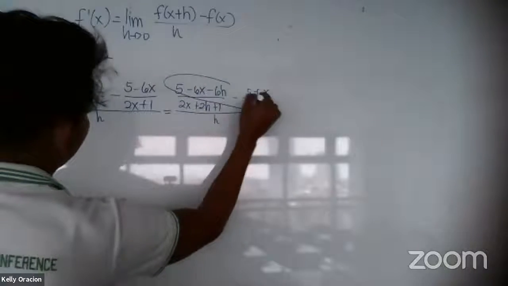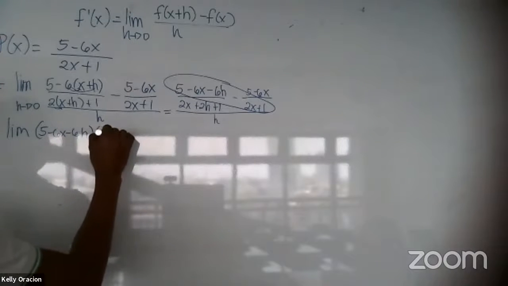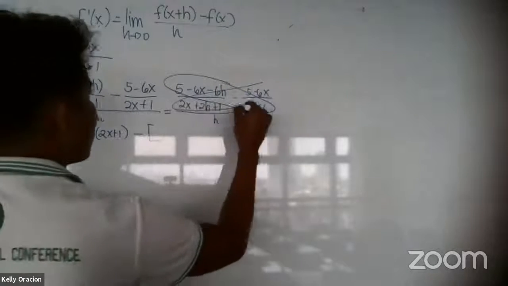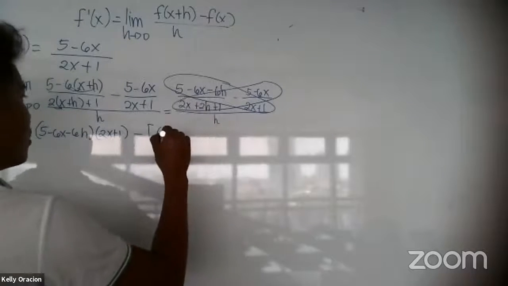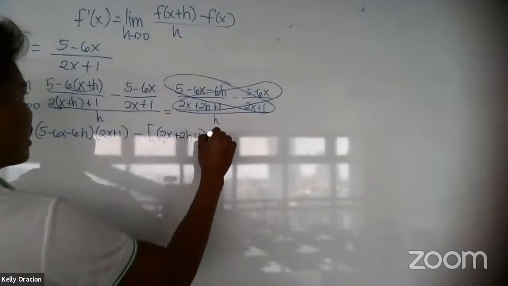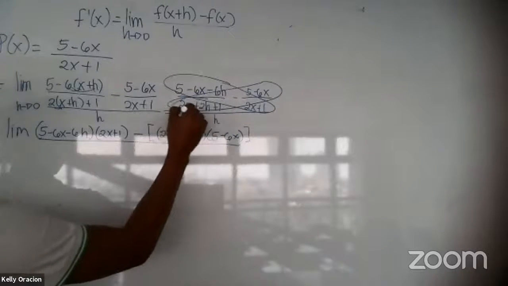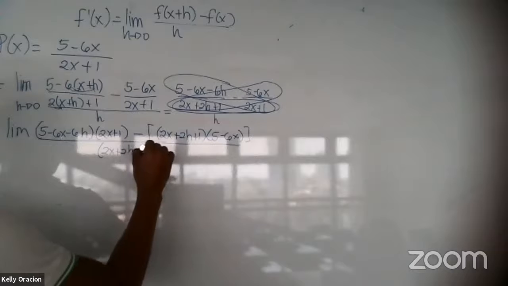Multiply this one using butterfly method. That's 5 minus 6x minus 6h times 2x plus 1, minus bracket, dapat, 2x plus 2h plus 1 times 5 minus 6x, over, multiply the denominators, that's 2x plus 2h plus 1 times 2x plus 1, all over h as h approaches 0.